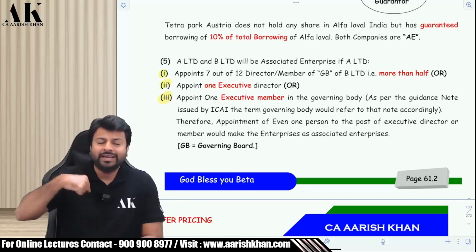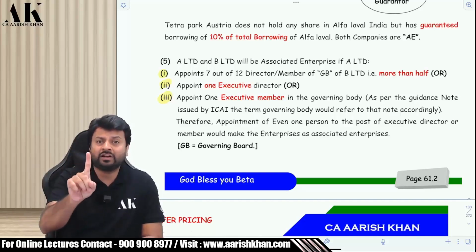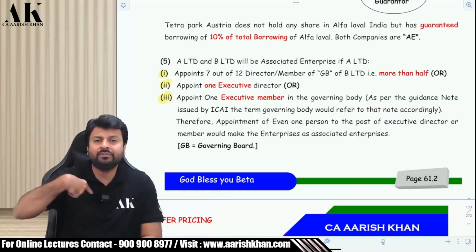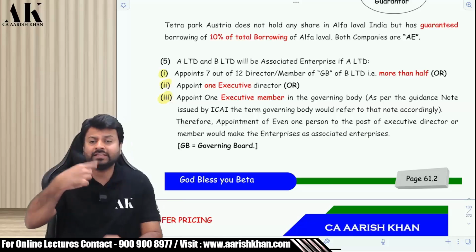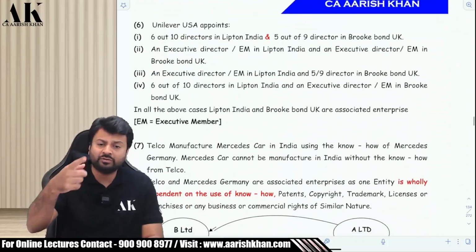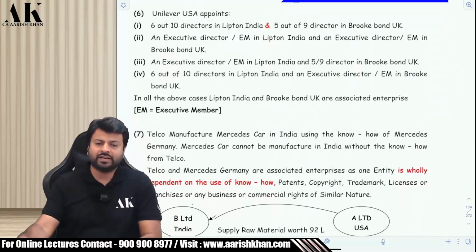This is the first point. If A Limited appoints just one executive director of the other company, B Limited, then both are also deemed to be associate enterprises. If A Limited appoints just one executive member of the other company, then also both are deemed to be associate enterprises. This is what is written in point number 5.